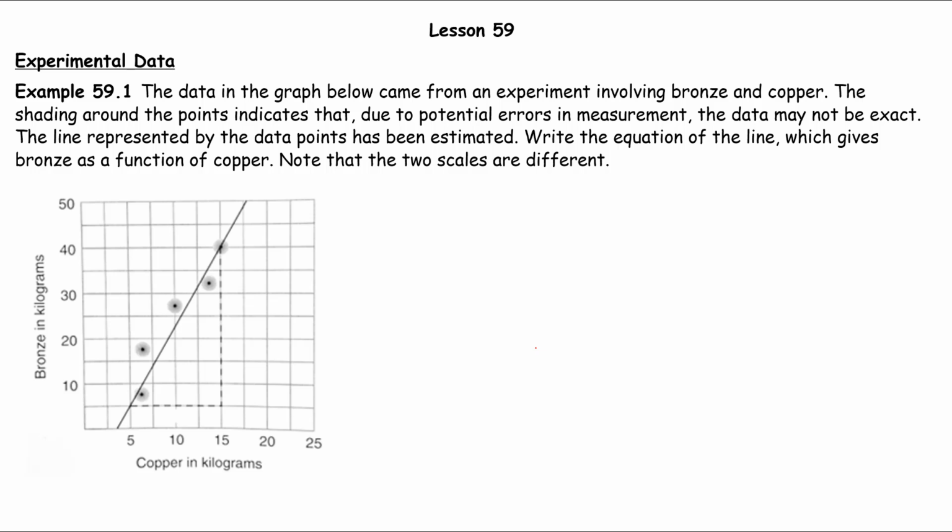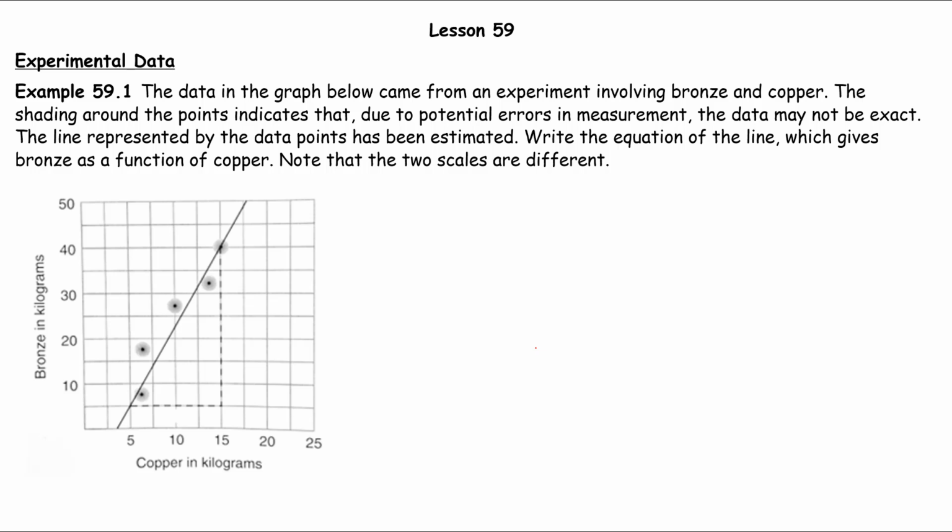Okay, so a few things you need to know about this. This is basically just writing the equation of a line when you are given the graph of the line. But this is representing a particular experiment involving bronze and copper. You can see that the horizontal axis, which is usually the x-axis, represents the kilograms of copper in the experiment, and the y-axis represents the kilograms of bronze in the experiment.